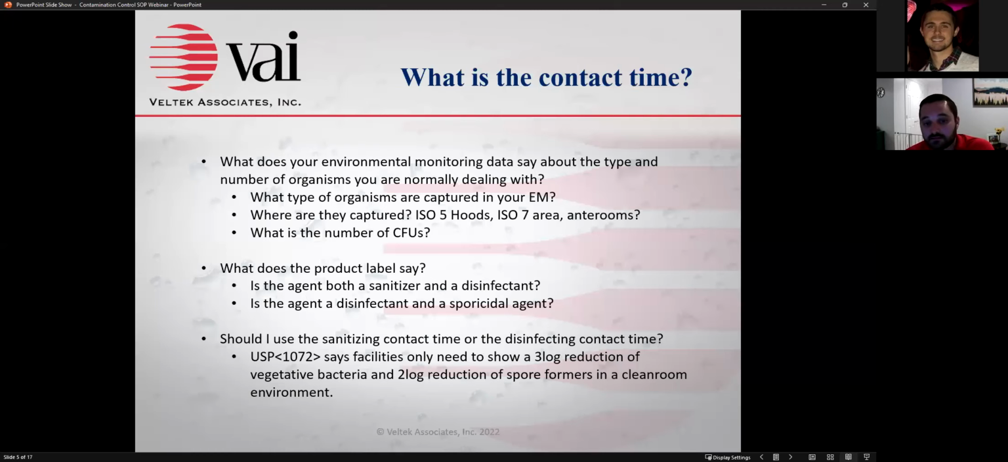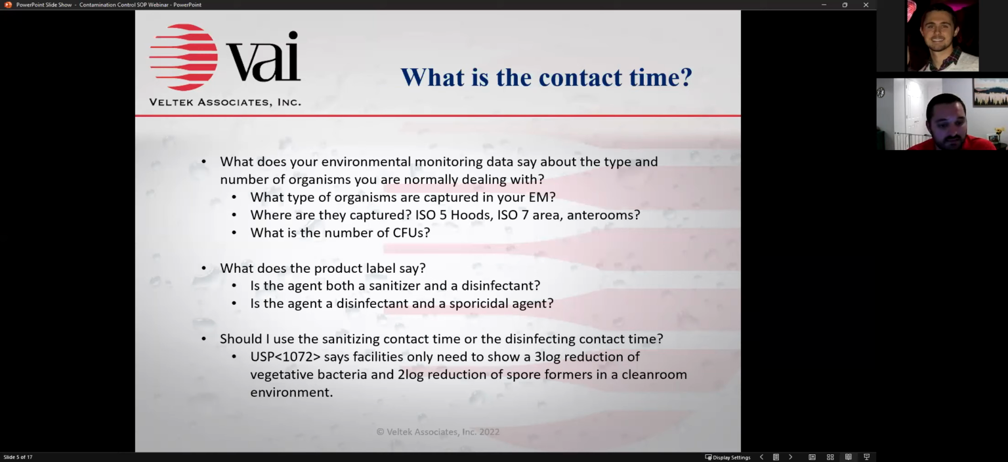What does the product label say? Is it a sanitizer and a disinfectant? If it's both a sanitizer and a disinfectant, you have two options there. You have the 99.9% efficacy, or you can go for the 99.9999% efficacy. That's really up to you on which you feel is best in your environment. At a minimum, you need to be at that 99.9% sanitizing contact time. But if you're at that contact time and your environmental monitoring is coming back favorable, that's a sufficient contact time, and it is something that is referenced in USP 1072.